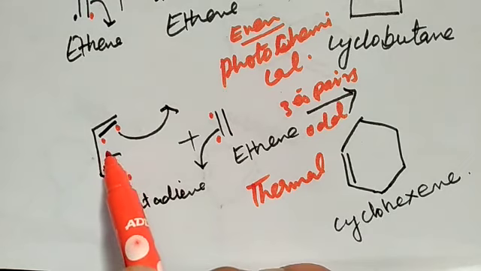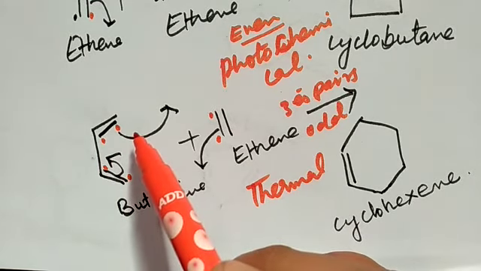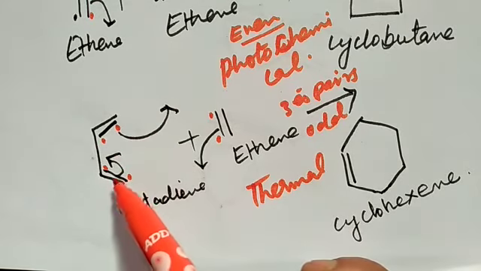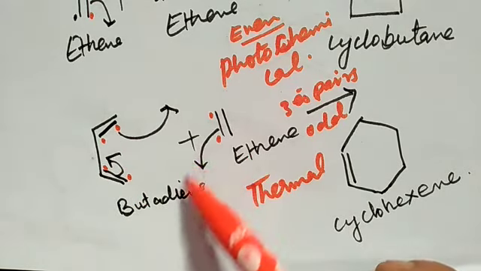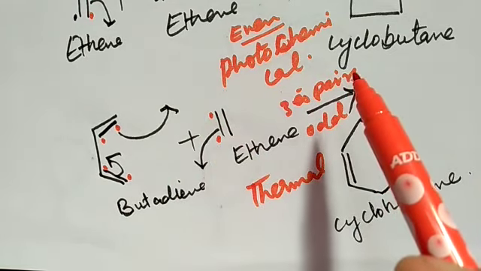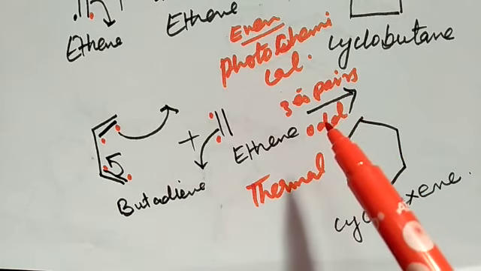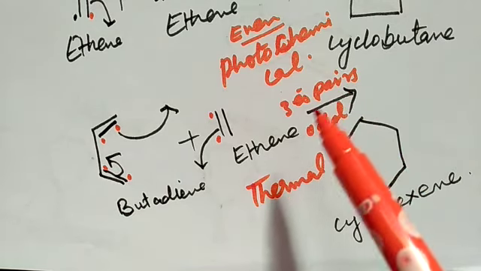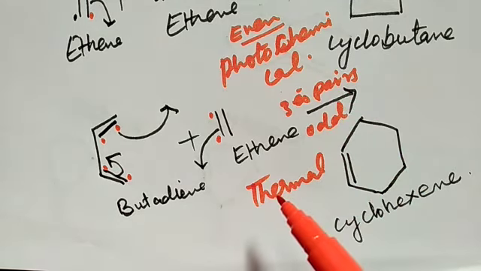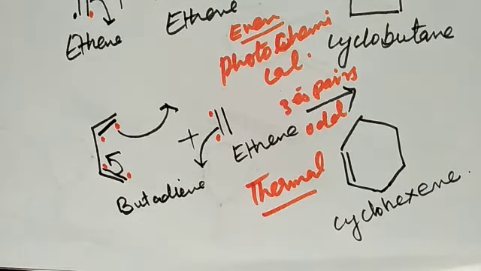In this case, 3 electron pairs are involved in this reaction. These electrons shift to this side, these electrons shift to this side, and these electrons shift to this side. Means 3 electron pairs are involved in this reaction. An odd number of electron pairs are there. What is the rule for cycloaddition reactions? If an odd number of electron pairs are there, then the reaction is thermal, right? So this was all about cycloaddition reactions.